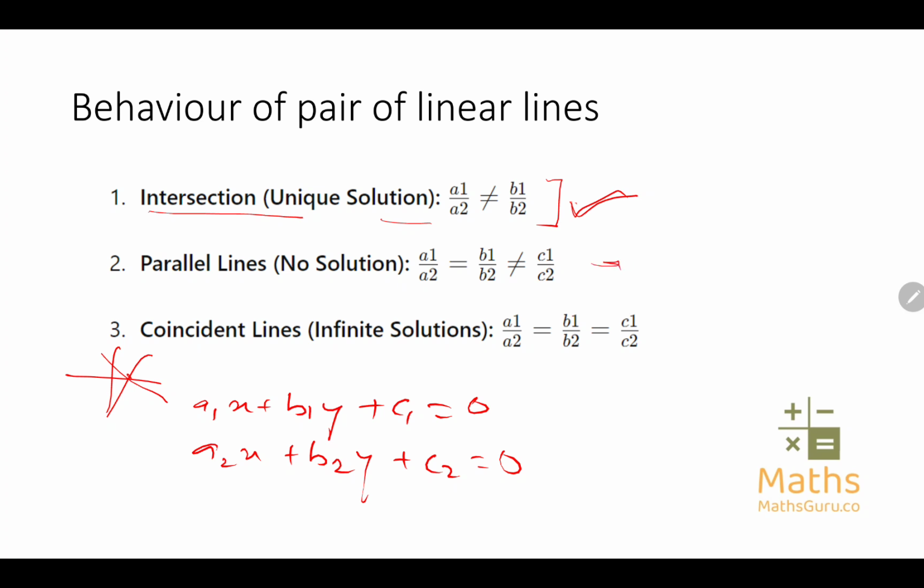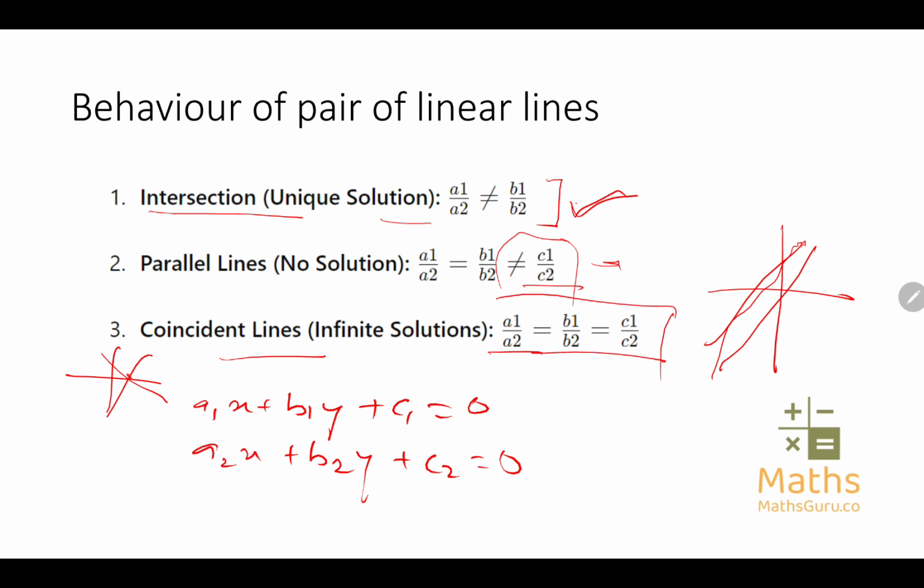For parallel lines, which do not intersect but run in parallel, the condition is a1 by a2 equals b1 by b2, which is not equal to c1 by c2. In that case it would be parallel lines. And coinciding lines mean infinite solutions, where one line overlaps the other: a1 by a2 equals b1 by b2 equals c1 by c2.